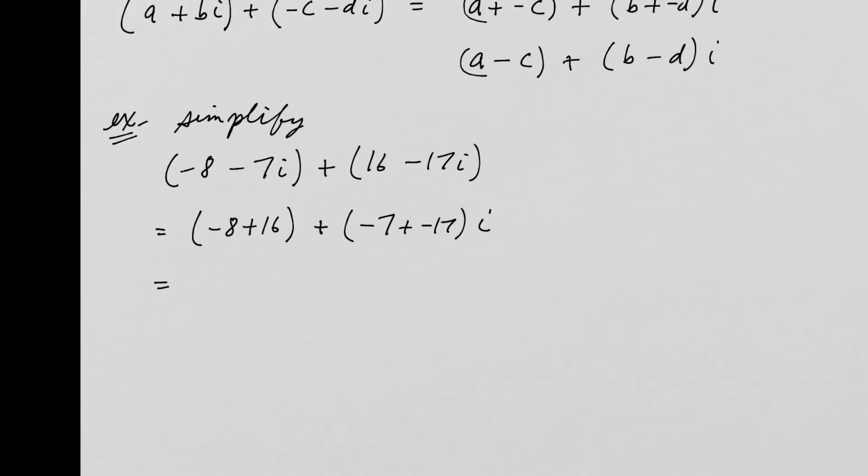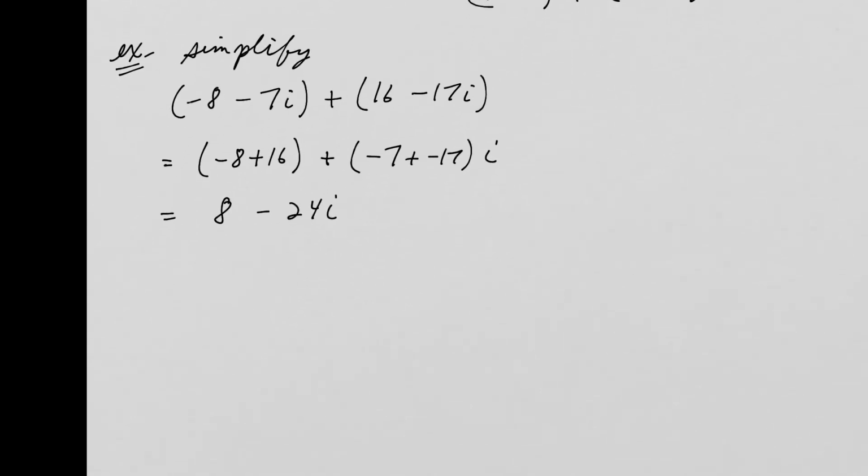But -8 plus 16 is simply 8. And then -7 plus -17 is a -24. And I have the i there, right? So that would be the answer. So 8 minus 24i would be the answer in that case.